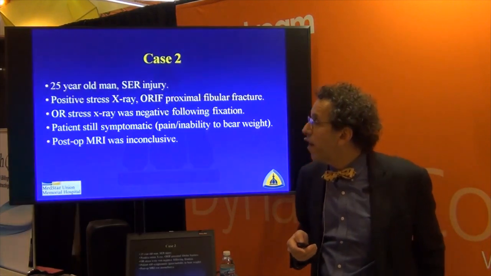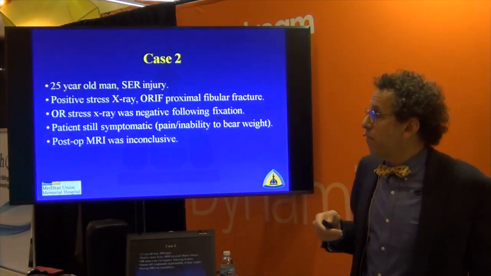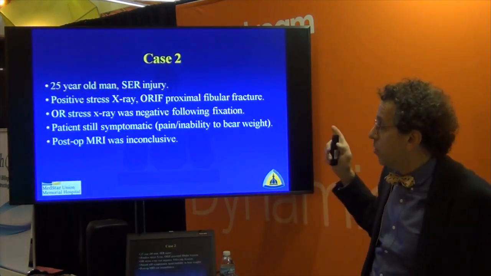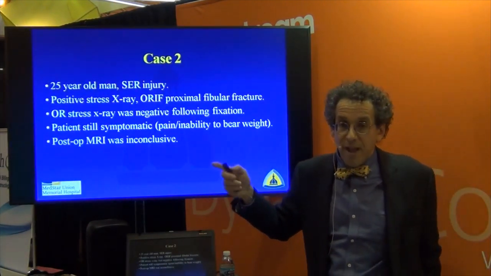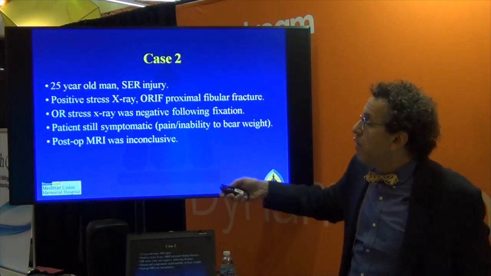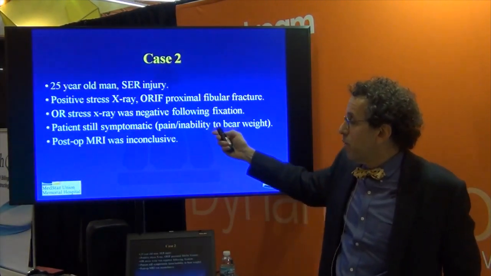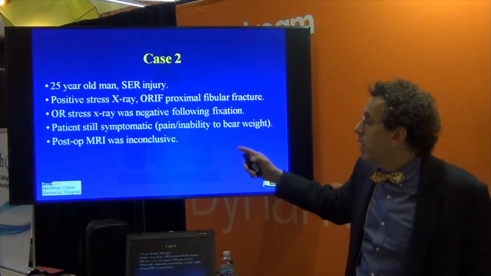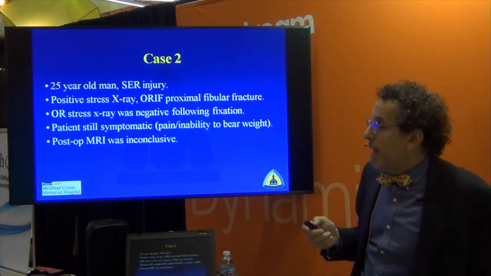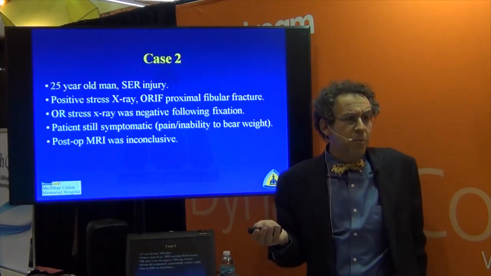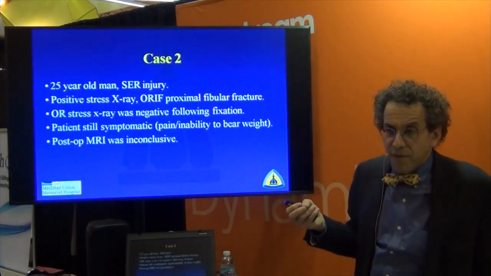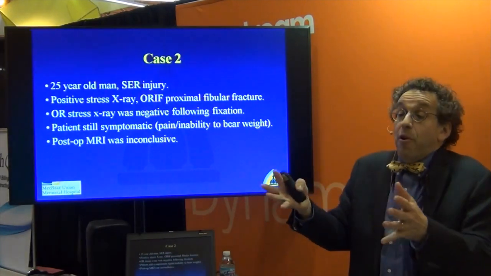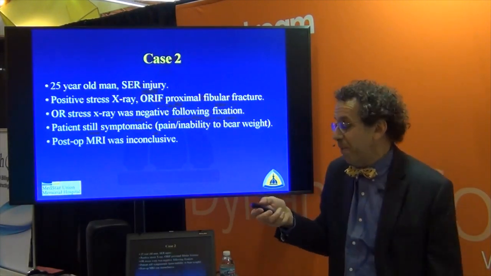This is a 25-year-old male, SER injury, supination external rotation injury. He had a positive stress x-ray. He had a proximal ORIF, so this is a Maisonneuve type fracture. We did a stress view, which was negative following the fixation, and the patient was still symptomatic with pain and inability to weight bear. And the MRI was inconclusive, which we'd expect, because an MRI is going to show you the soft tissues. It doesn't show you the integrity of the soft tissue. It doesn't show you their ability to hold the fibula in place.